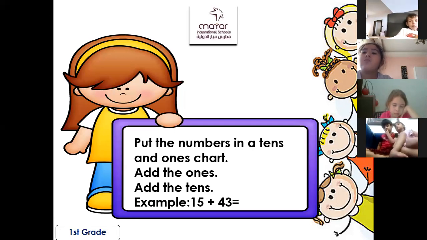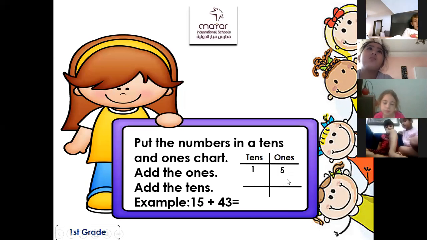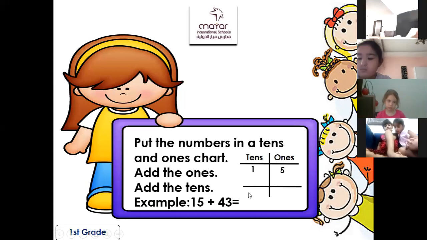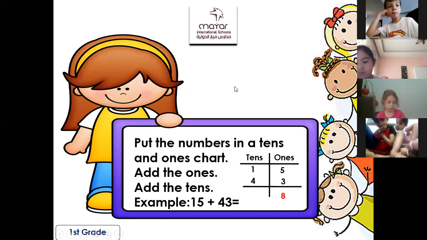So for example, remember yesterday, if we said 15 plus 43 equals, what did we do first? We put the tens and the ones in their place. So here's a 5 for the 15 and the 1 is in the tens. And the same thing with 43. The 3 goes in the ones and the 4 goes in the tens. Then we go to the ones and we say 5 plus 3 is 8. And 1 plus 4 is 5. So this is how we add two-digit numbers.